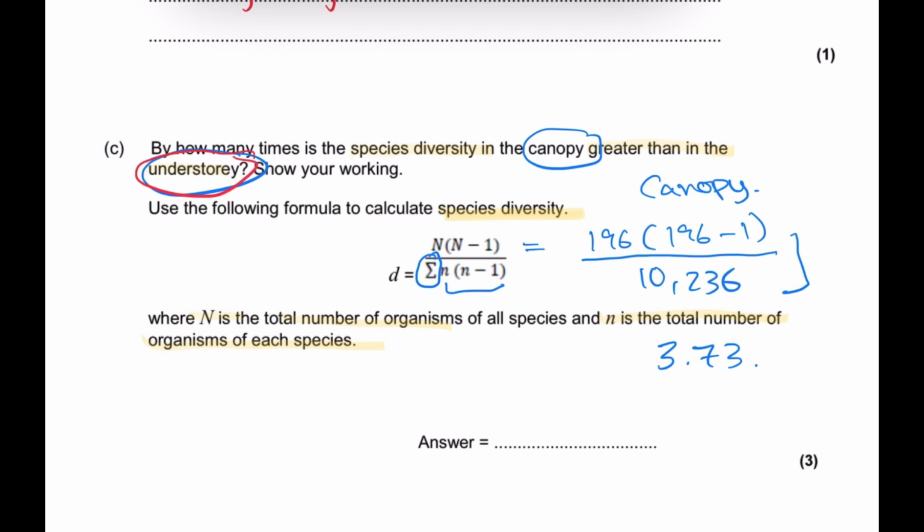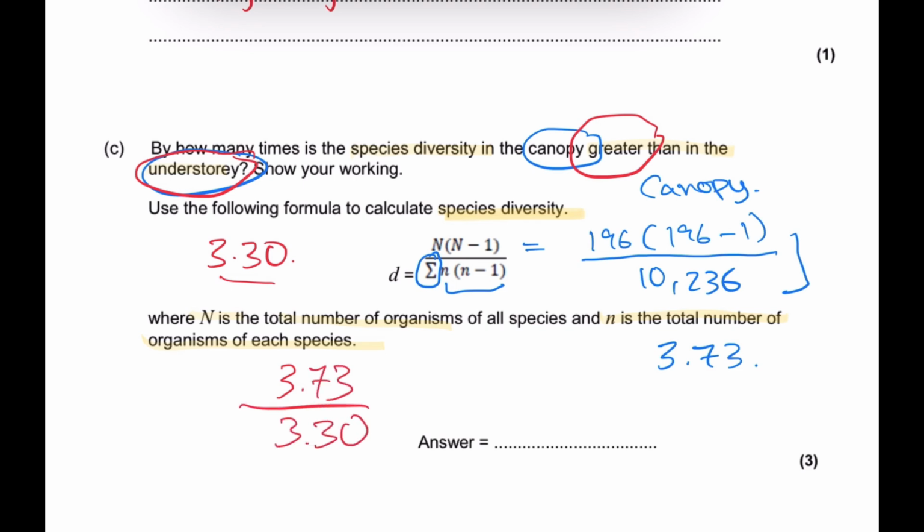Now we do the exact same with the understory. We do the exact same method, and if we do that, you will get 3.30. I recommend that you try it out and pause the video where the table was so that you make sure that you understand how you do this index of diversity. Because they're asking for how many times greater the canopy is, we just have to divide them by each other. So we do 3.73 over 3.30. We put the canopy first, and if you do that, our answer will be 1.13 times bigger, and that is our answer.